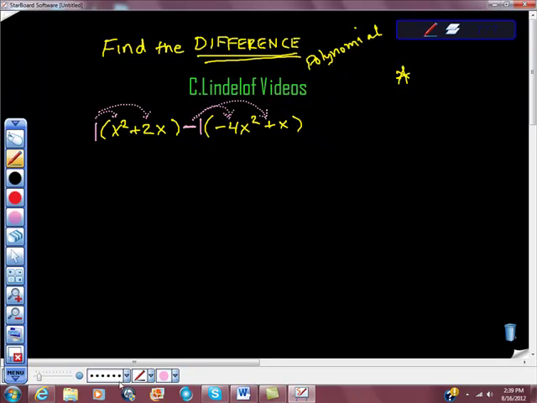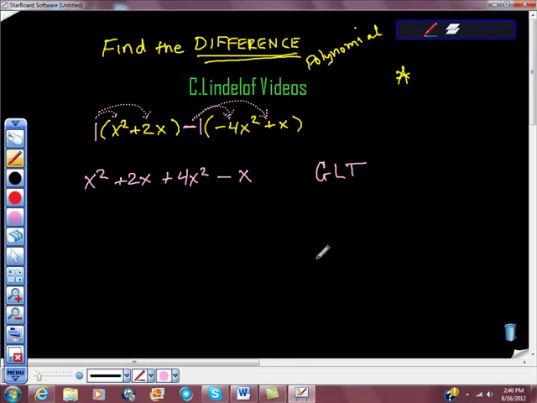All right? So I think this is what it looks like, isn't it? 1 times x squared is x squared. Positive 1 times 2x is positive 2x. Now I'm going to move on to this. Negative 1 times negative 4x squared. A negative times a negative is a positive. So we have positive 4x squared. Negative times a positive is a negative, and negative 1 times x is negative x, isn't it? So I did my distribution here. I distributed these factors. And now I'm going to gather like terms.